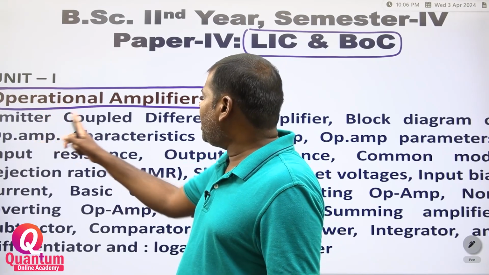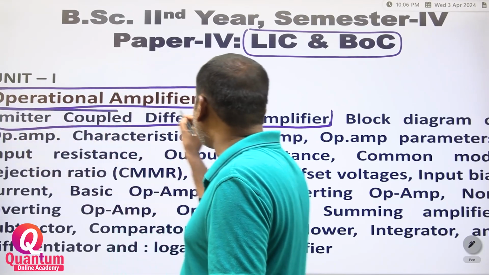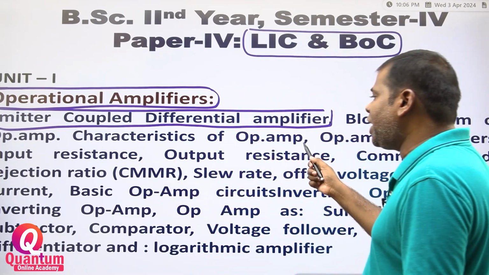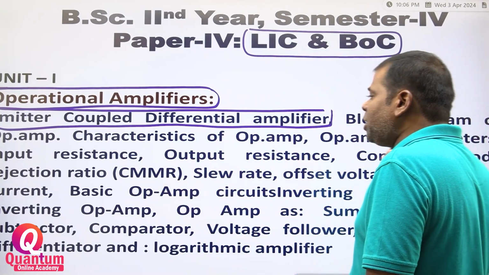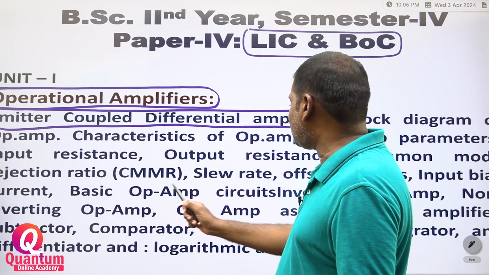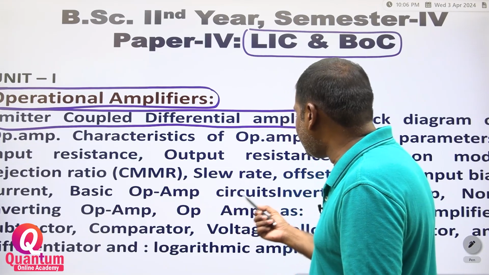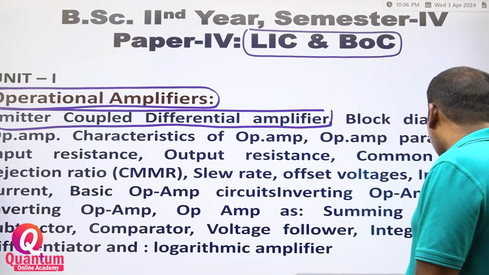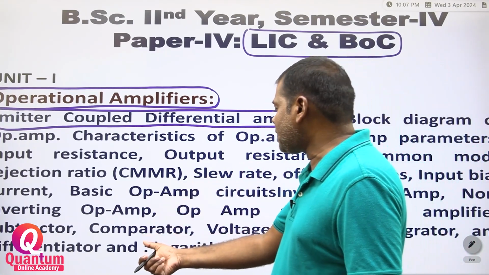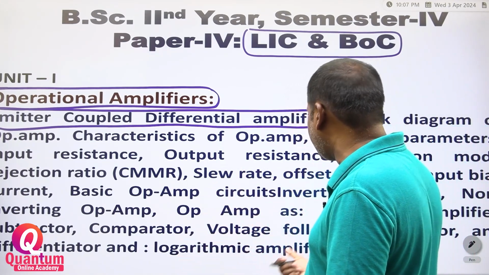Clear? One is the emitter coupled differential amplifier and the block diagram of the operational amplifier. Characteristics of an operational amplifier. Operational amplifier parameters: input resistance, output resistance, common mode rejection ratio, slew rate, offset voltages, input bias current. Basic operational amplifier circuits: inverting op-amp, non-inverting op-amp, as a summing amplifier, subtractor, comparator, voltage follower, integrator, differentiator, logarithmic amplifier.